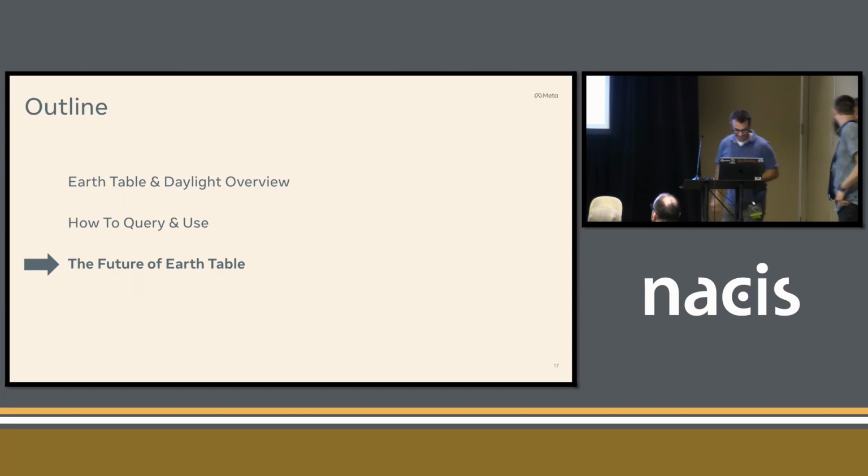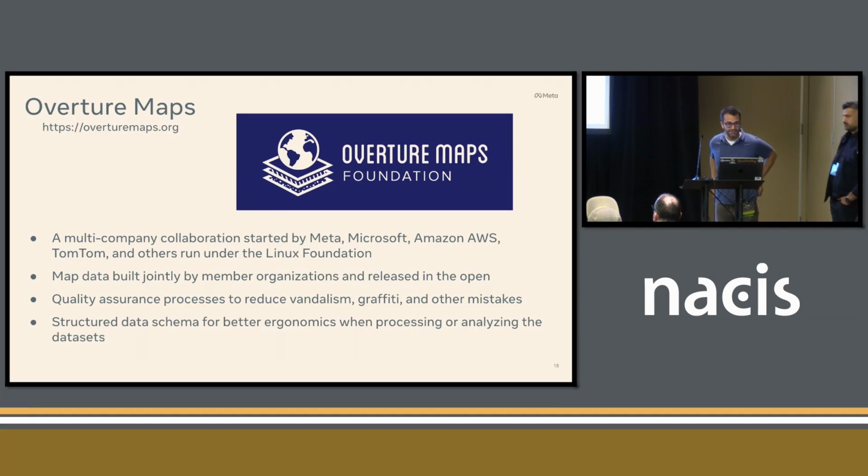All right, thanks. So one of the questions we always get is what's next, what's coming up for the Earth table and for Daylight? And there's a short and a long answer to that, and they're both the same, which is this new foundation called the Overture Maps Foundation that Meta is a part of starting. It's a multi-company collaboration started by Meta, Microsoft, Amazon AWS, TomTom, and participation of many others, run under the Linux Foundation. So in a similar philosophy, there's map data built jointly by the member organizations.